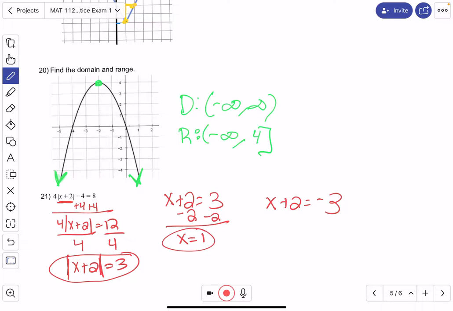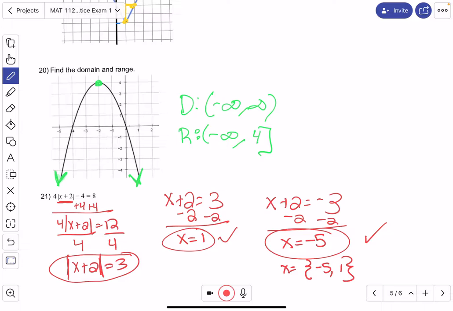So we get x equals 1 and x equals negative 5. So both of those solutions should work. If we wanted to check, we could plug them in. So 1 plus 2 is 3. Absolute value of that's 3. 4 times 3 is 12. Minus 4 is 8. That one works. Negative 5 plus 2 is negative 3. Absolute value is positive 3. 4 times 3 is 12. Minus 4 is 8. So that also works. So our answers would be 1 and negative 5. If you put that in interval notation, you would have your squiggly brackets showing that it's the individual solutions, not the ranges.